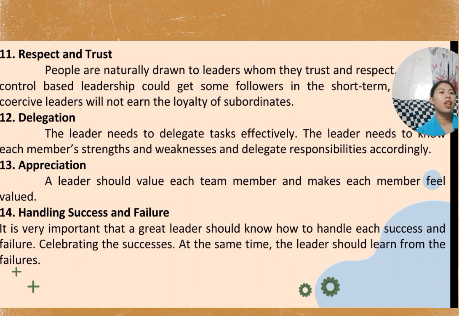So the next and the last one is handling success and failure. It is very important that a great leader knows how to handle both success and failure. Celebrate the success, and at the same time, the leader should learn from the failures. So you celebrate successes, and at the same time, as a leader, you must learn from failure.